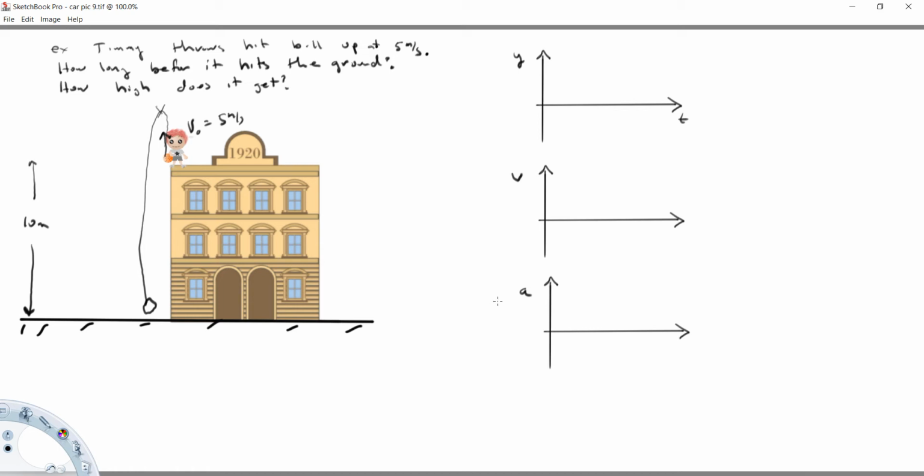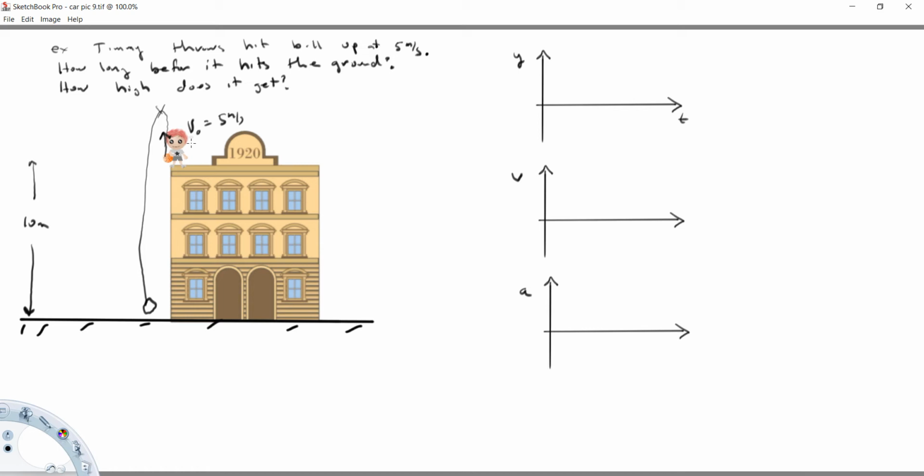Now, typically with these motion problems, you start by thinking about the acceleration. The ball, even though it was thrown upward, has an acceleration direction that is down. That'll become a little more clear when I draw that velocity graph. In fact, why don't I start with that? At t equals 0, the velocity is plus 5 meters per second.